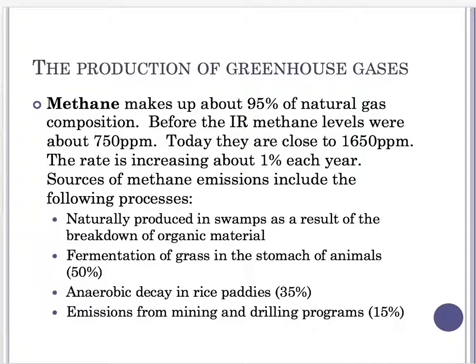Methane makes about 95% of natural gas composition. Before the Industrial Revolution, methane levels were about 750 parts per million. Today they are close to 1,650 parts per million. The rate is increasing about 1% each year. Sources of methane emissions include the following processes: naturally produced in swamps as a result of the breakdown of organic material, fermentation, which is part of some natural ecosystem cycles. Don't forget, guys, that's important too. Fermentation of grass in the stomach of animals, anaerobic decay in rice paddies, and emissions from mining and drilling programs.